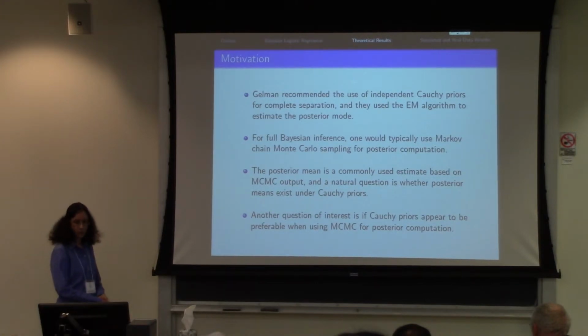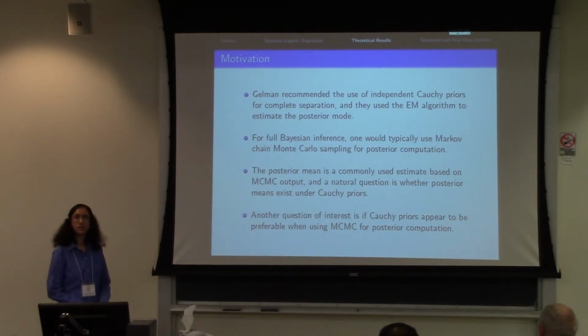So Gelman in this work recommended independent Cauchy priors for complete separation, and in this paper they used the EM algorithm to look at the posterior mode. In this work, we are interested in full Bayesian inference, not just point estimates, and so typically one would use Markov chain Monte Carlo for that for posterior computation.